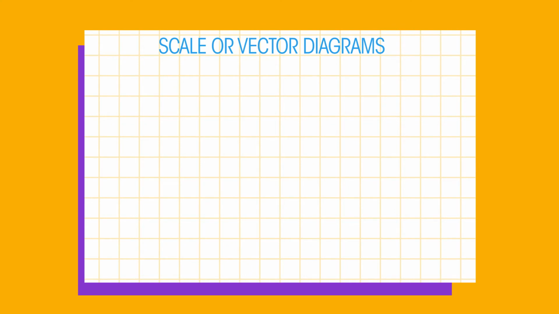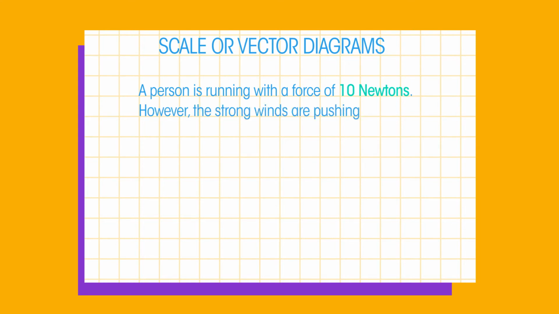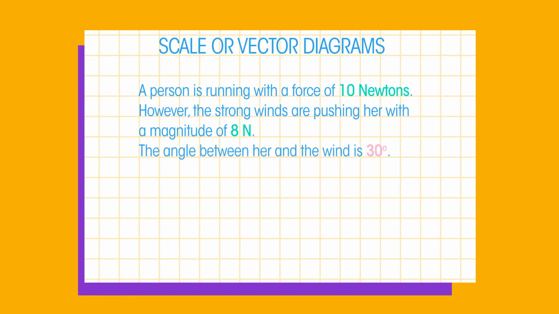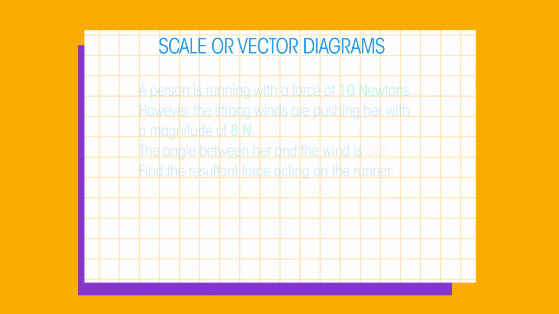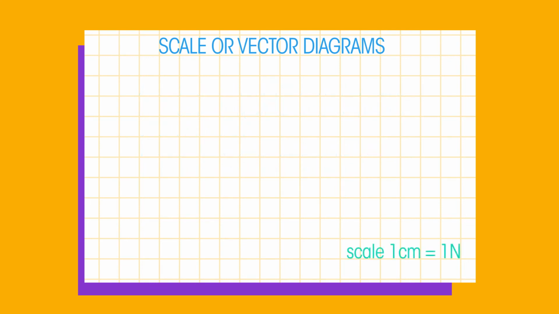Here's an example. A person is running with a force of 10 newtons. However, the strong winds are pushing her with a magnitude of 8 newtons. The angle between her and the wind is 30 degrees. Find the resultant force acting on the runner. Step 1. Decide on sensible units. 1 centimeter equals 1 newton. Draw the first force.